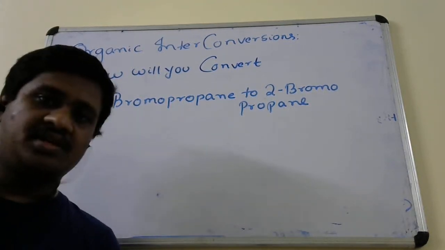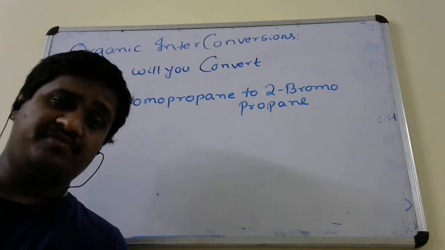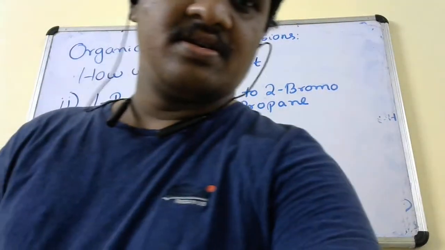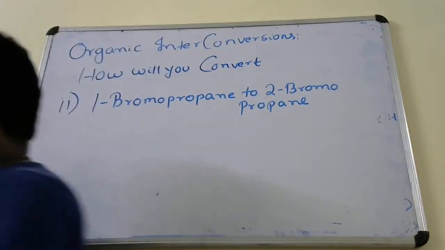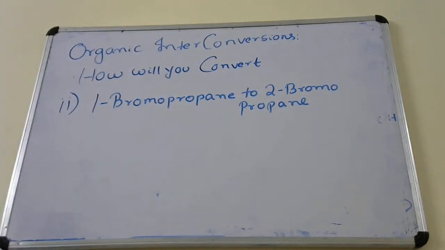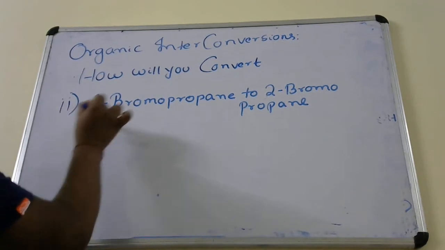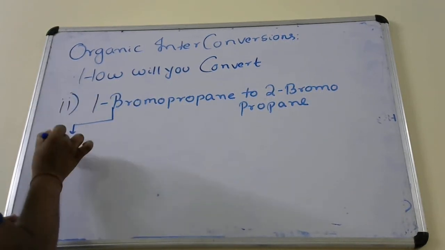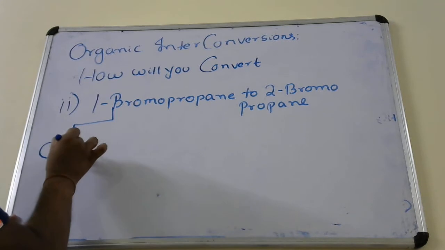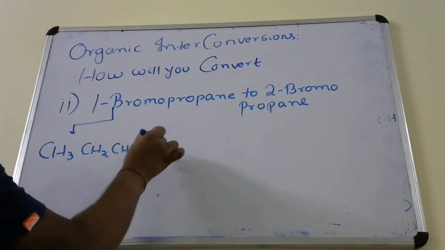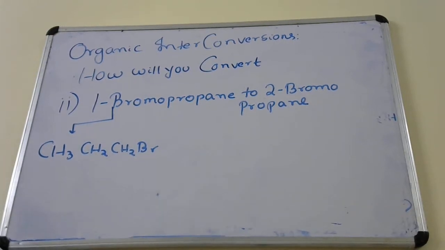So in this video we will see another type of interconversion concerning our haloalkane and haloarene chapter. We have to convert 1-bromopropane to 2-bromopropane. So first I will write the structure of 1-bromopropane. This is 1-bromopropane, bromine at 1 position. Okay, this is the starting compound.